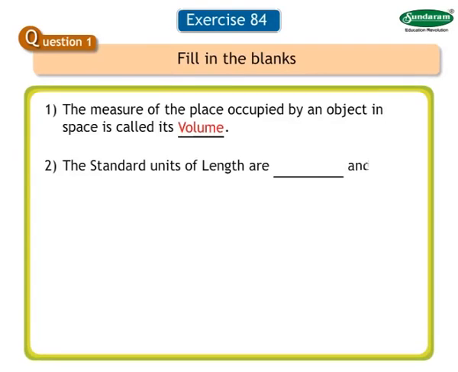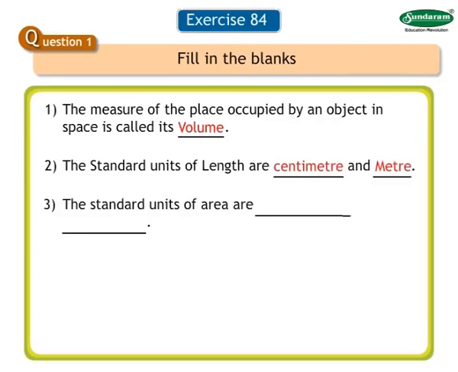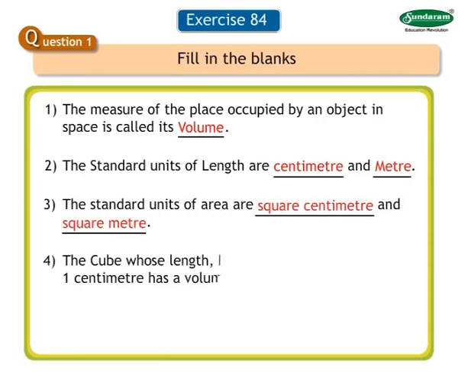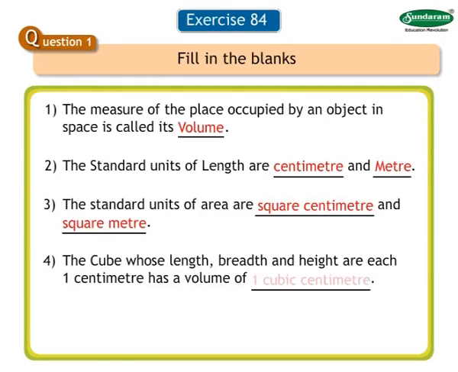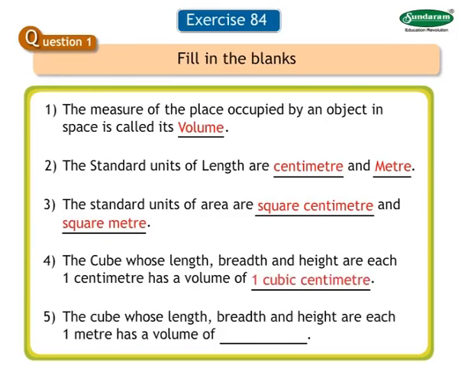2. The standard units of length are centimeter and meter. 3. The standard units of area are square centimeter and square meter. 4. The cube whose length, breadth and height are each 1 centimeter has a volume of 1 cubic centimeter. 5. The cube whose length, breadth and height are each 1 meter has a volume of 1 cubic meter.